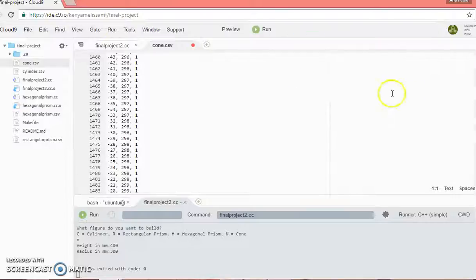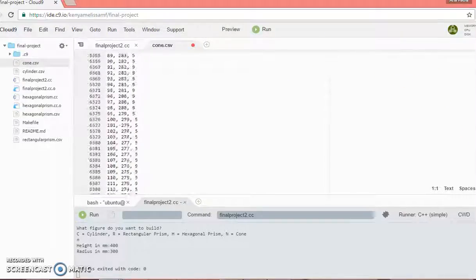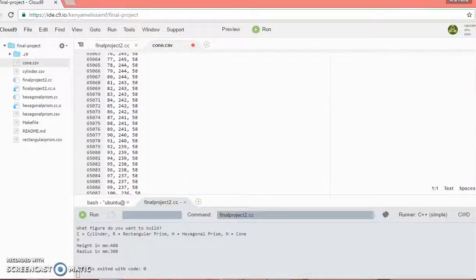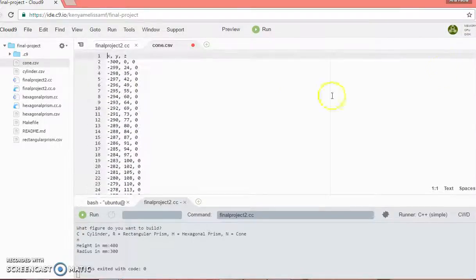we're having trouble opening it. Oh, but here they are, and we have our coordinates, which are a lot. But that's all for today.